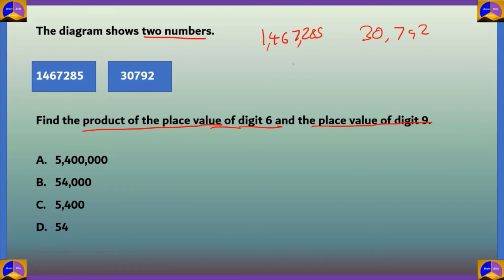Now the place value of digit 6. So over here it is 60,000 and the place value of digit 9 is 90. 6 times 9 is 54. Now you count the number of zeros. 1, 2, 3, 4, 5. 5 zeros. So the correct answer is 5,400,000, which is option A.